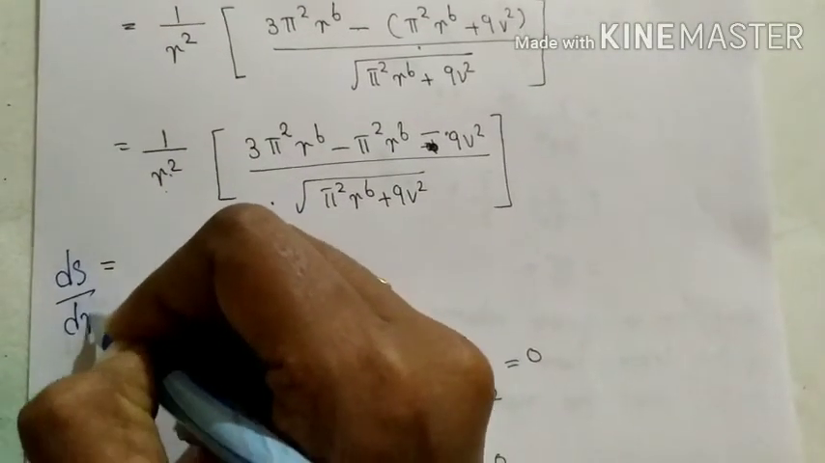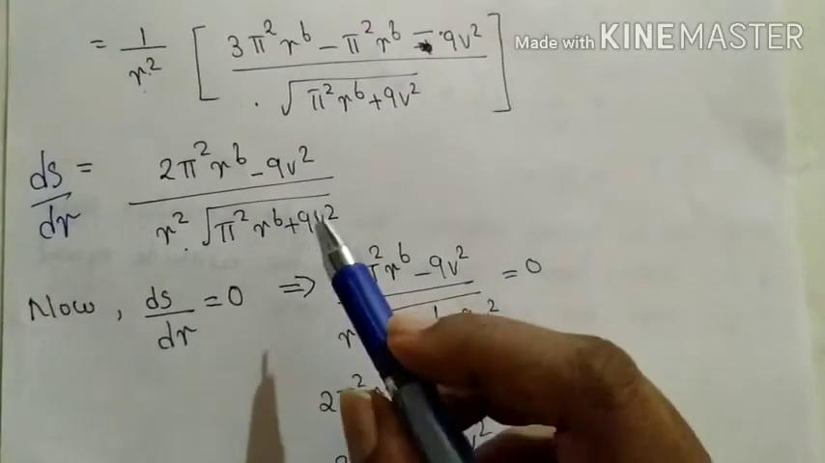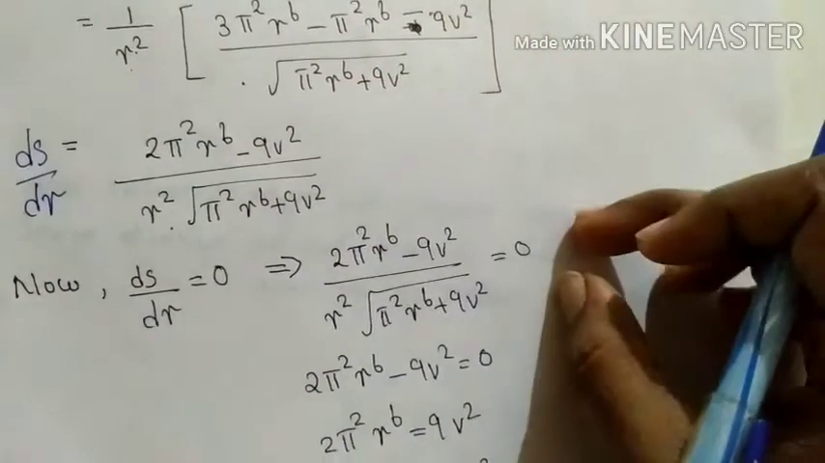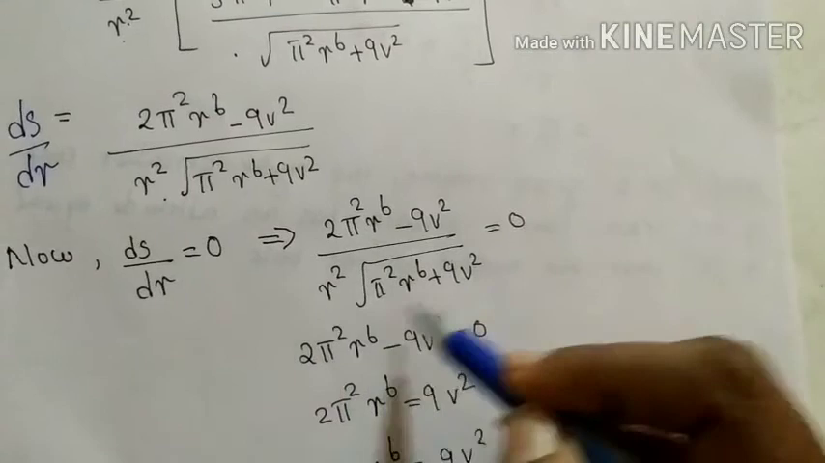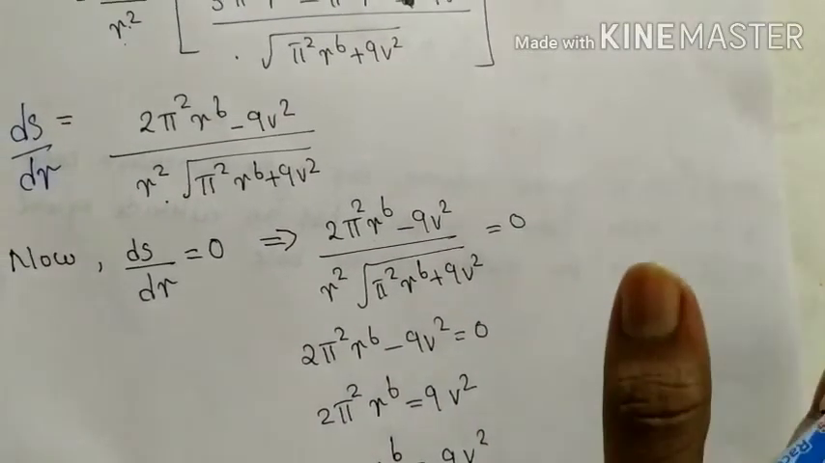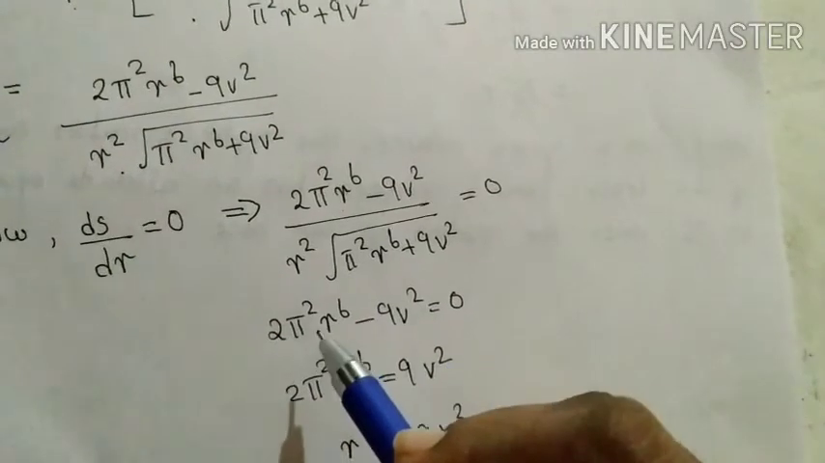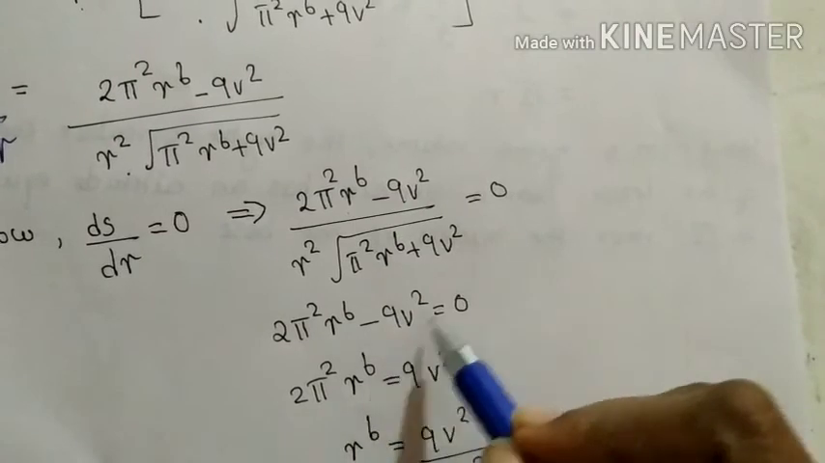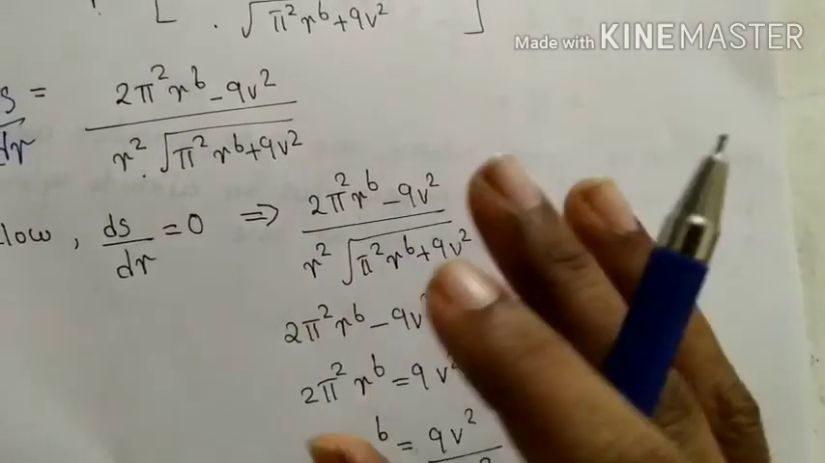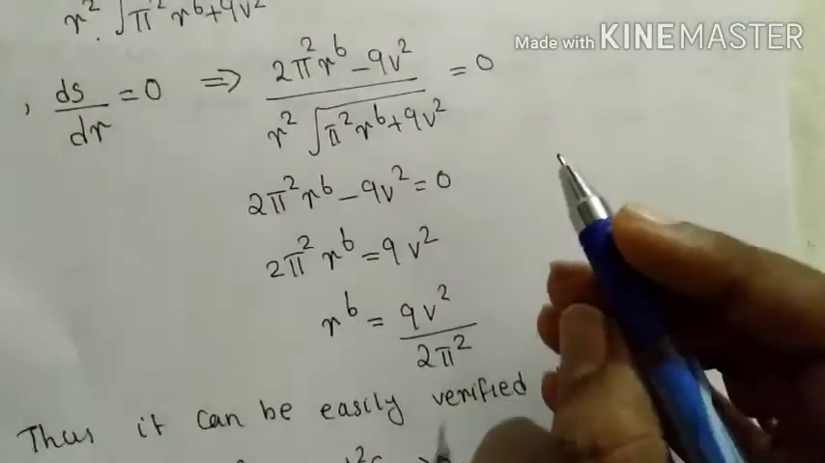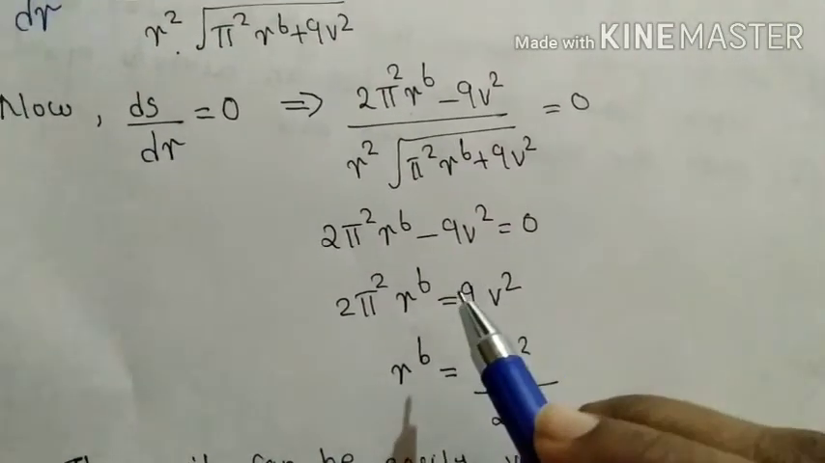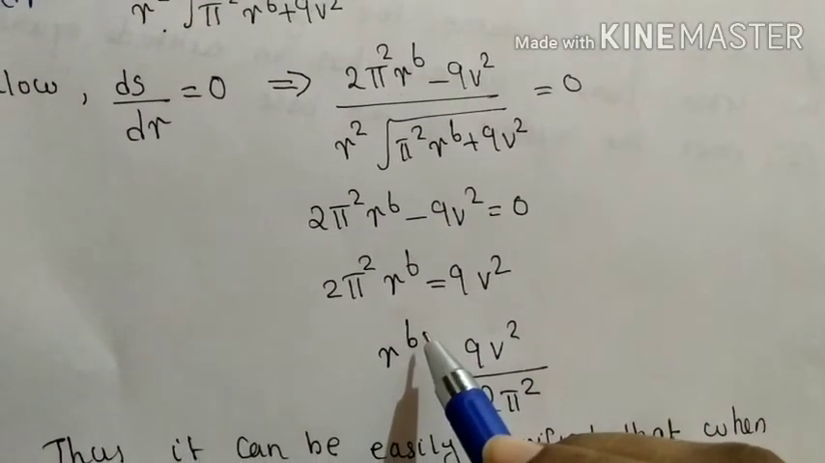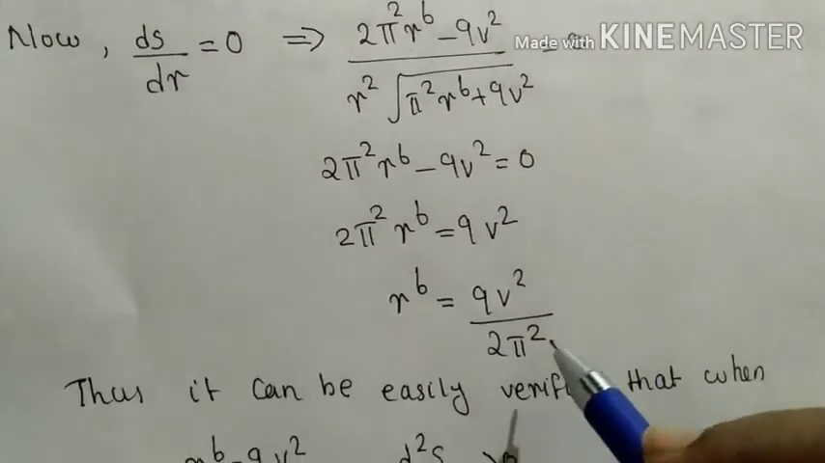Next I am going to find out the critical point, putting ds by dr to 0. So I am equating this term to 0 and putting all the denominator to RHS, the whole term will become 0. Only left is 2 pi square r raised to 6 minus 9 v square equal to 0. From this, I am taking this 9 v square to RHS. It will become positive 9 v square. And from this, we get r raised to 6 as 9 v square divided by 2 pi square.